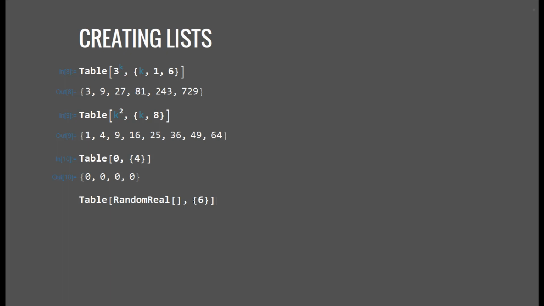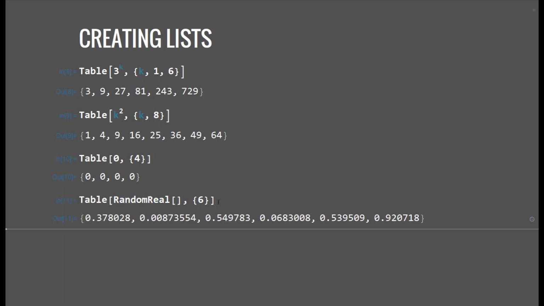The reason I can ignore the iteration variable here is because this function does not take any variable. So it's going to give me a list of six random numbers between 0 and 1. And if you enter again here, so let's evaluate this again, that list is going to change because of the random part of this function. Now, tables can create lists of any type of objects. This here is a list of numbers, but you can also create a list of, for example, plots.